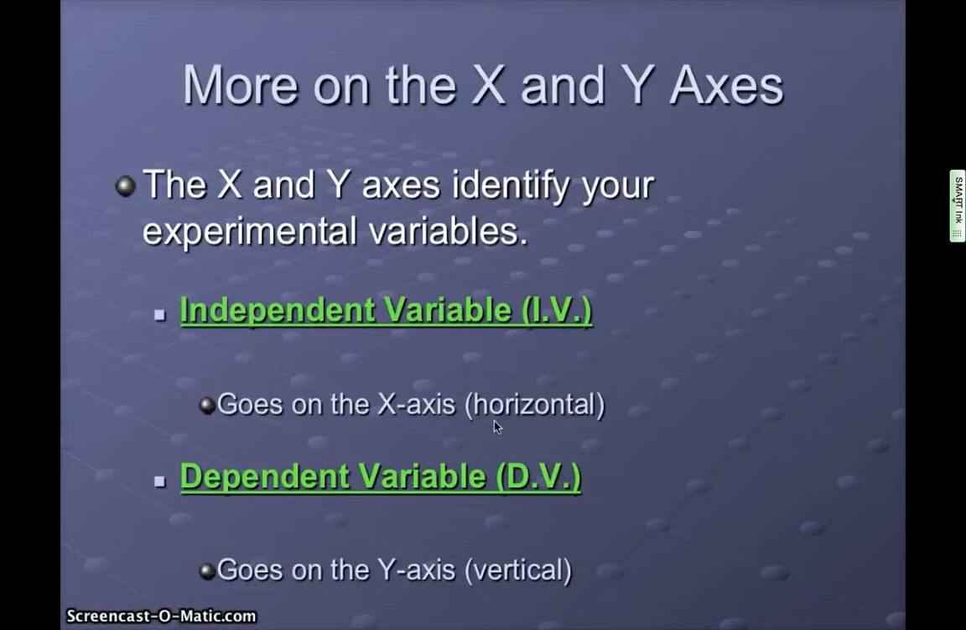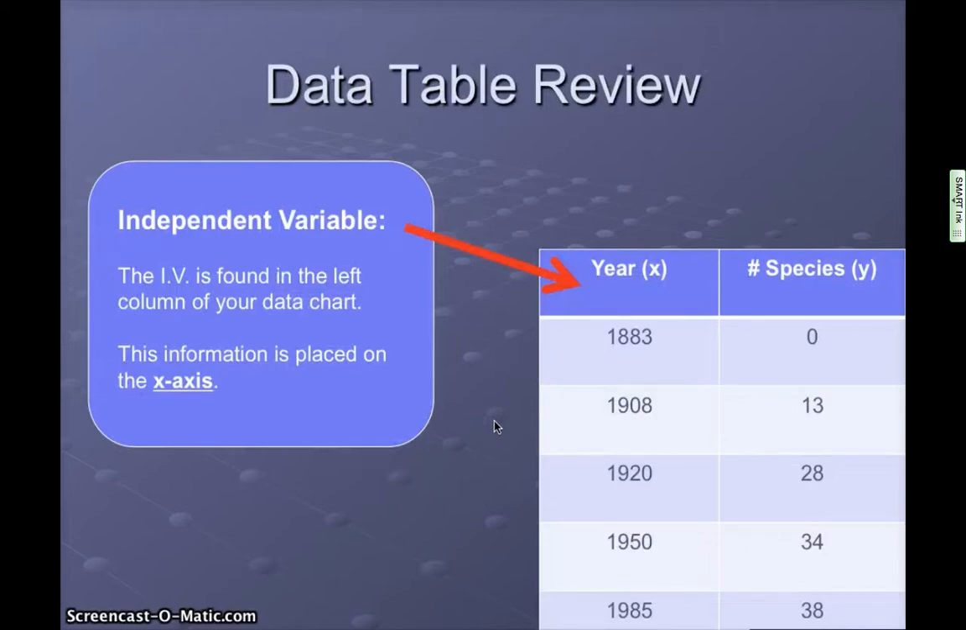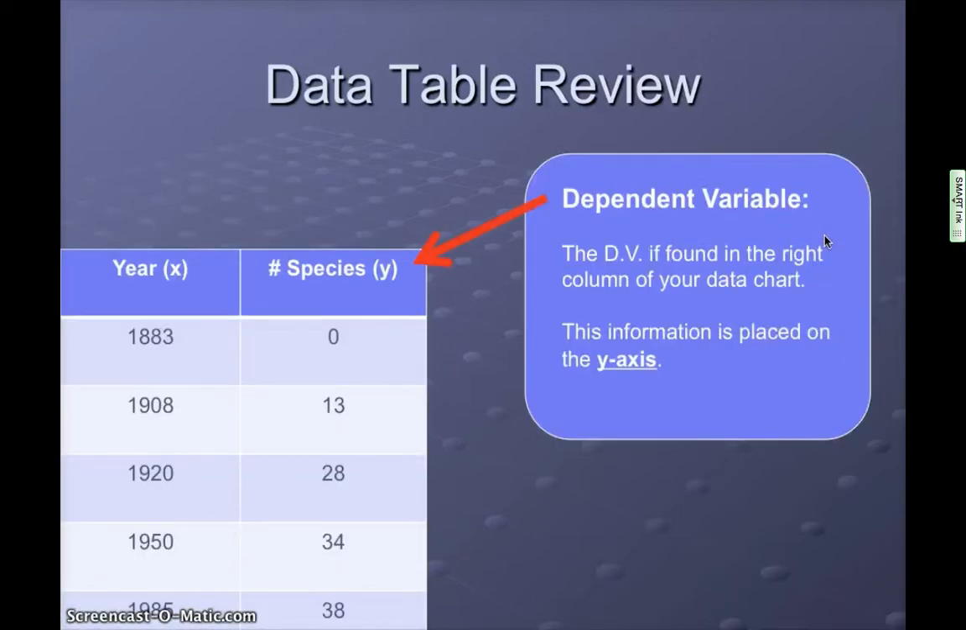So other things that you should remember: the x value, the horizontal, is where the independent variable goes, sometimes we refer to that as the IV. The dependent variable is always going to go on the y-axis. So keep that in mind: independent variable on the x, dependent variable on the y. Data table review: remember our independent variable generally is going to be on the left-hand side of the data table, and that goes on the x. The dependent variable then will go on the right-hand side if there's only 2 data points, and that will be represented on the y.